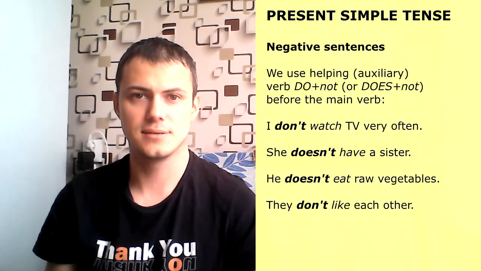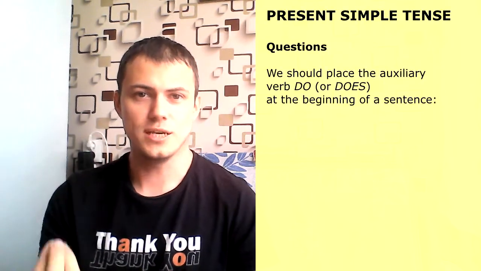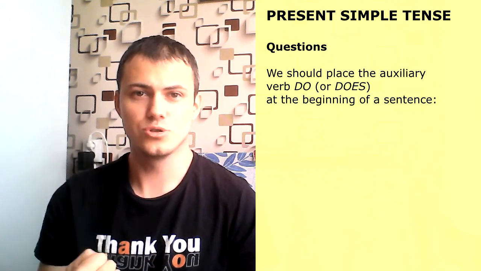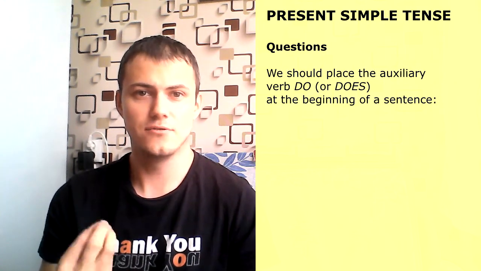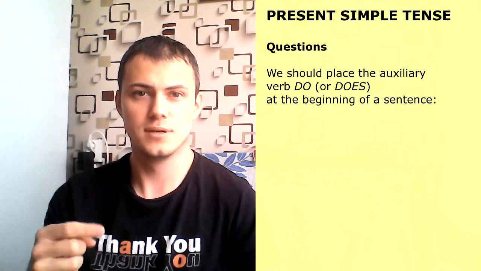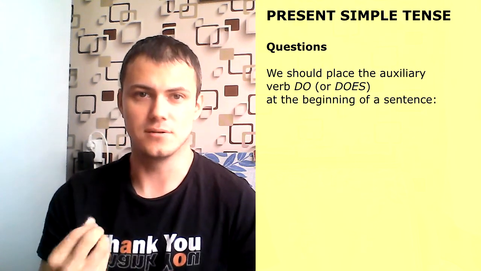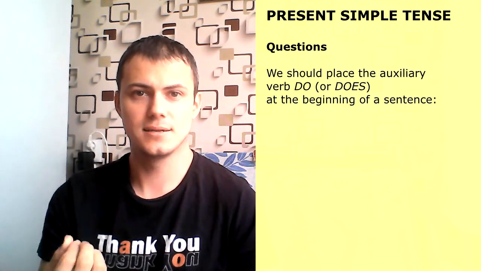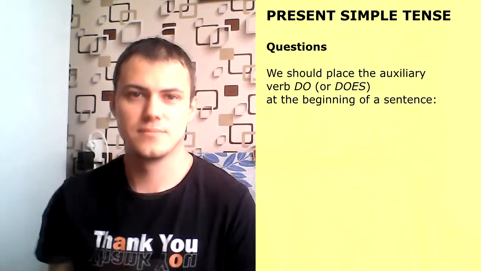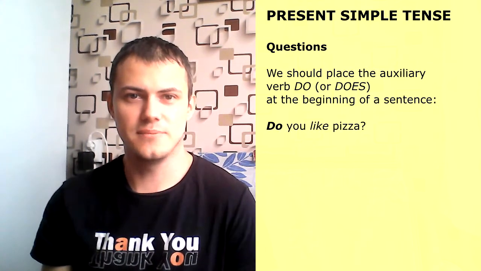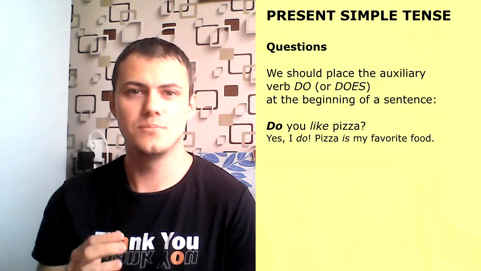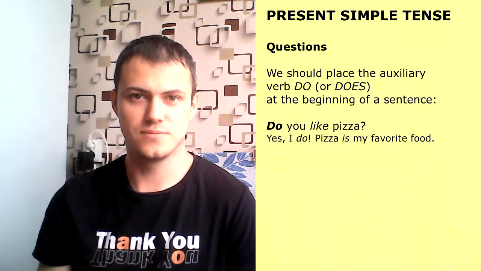For questions in the present simple tense, we also should use the auxiliary verb do, and we should switch the auxiliary verb do and the subject of the sentence. For example, do you like pizza? And the possible answer, yes, I do. Pizza is my favorite food.